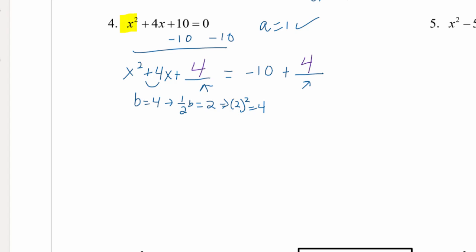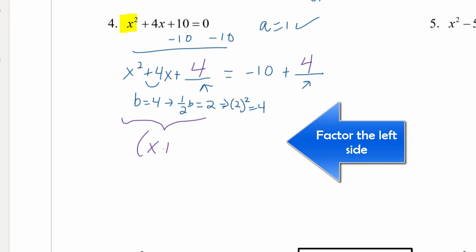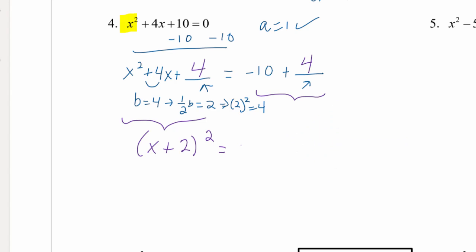Okay. All right. Next step is to factor. So the left-hand side, we completed the square so that we could factor this as a binomial squared. It's x plus 2 squared. And then on the right-hand side, we're going to add a negative 10 and a positive 4 and get a negative 6. Next step is square root property.